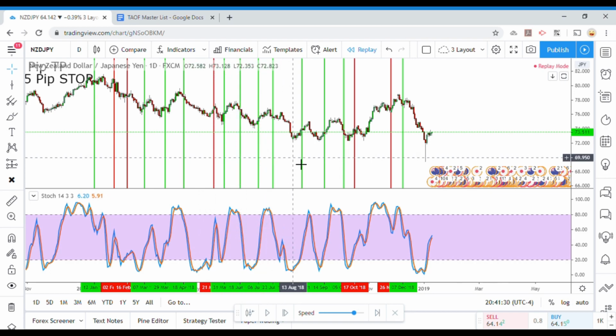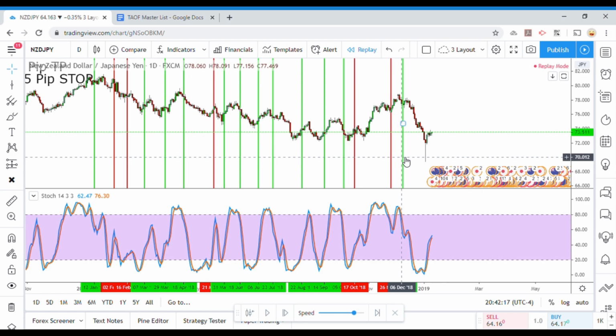1, 2, 3, 4, 5, 6, 7, 8, 9, 10, 11, 12, 13, 14, 15, 16, 17. 17 trades. So out of 17 trades, we need at least 11 winning trades to meet our 60%. And it does look like we have it, but let's count them off. 1, 2, 3, 4, 5, 6, 7, 8, 9, 10, 11, 12. Can't dispute the numbers. We definitely have the 60% there.